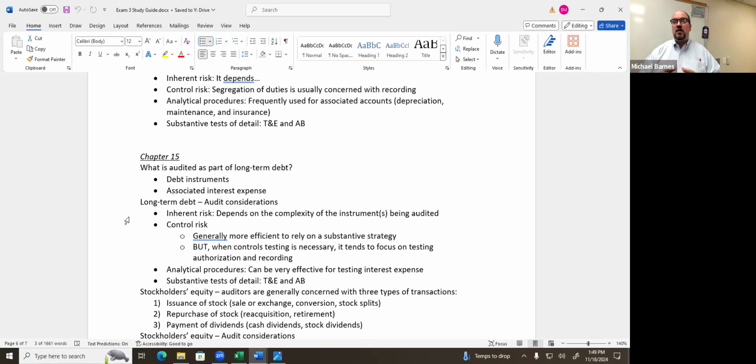So make sure you understand not just the scenarios where we would use a substantive strategy, those areas, but why it is we would use a substantive strategy in those areas.